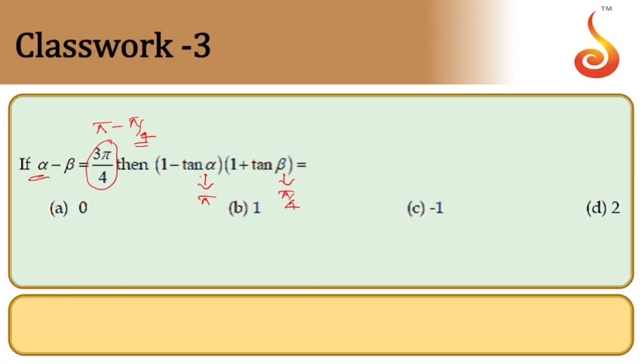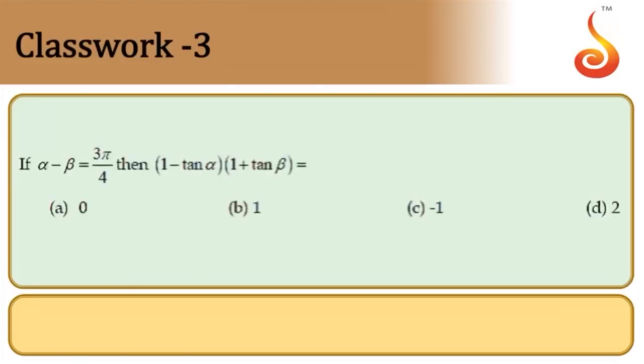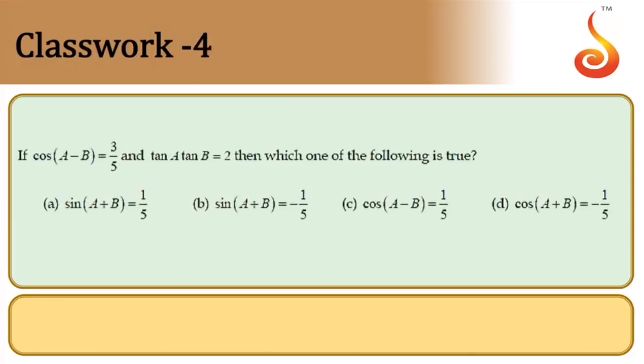So tan pi is nothing but 0. Therefore this will become 1 minus 0 multiplied by 1 plus 1, which is 2. So the answer is equal to plus 2. So for this problem, the answer is 2. Let's come to the next example.